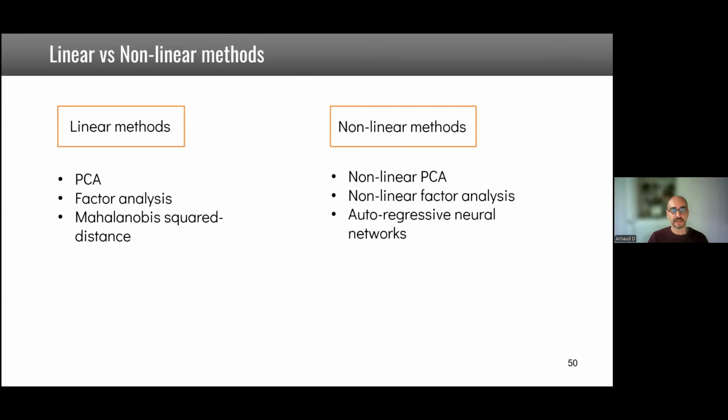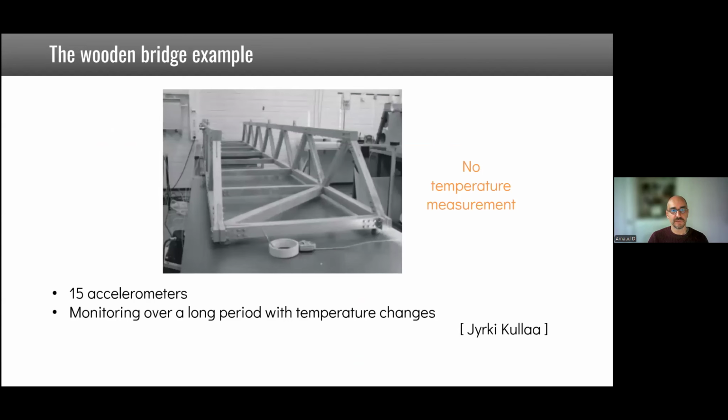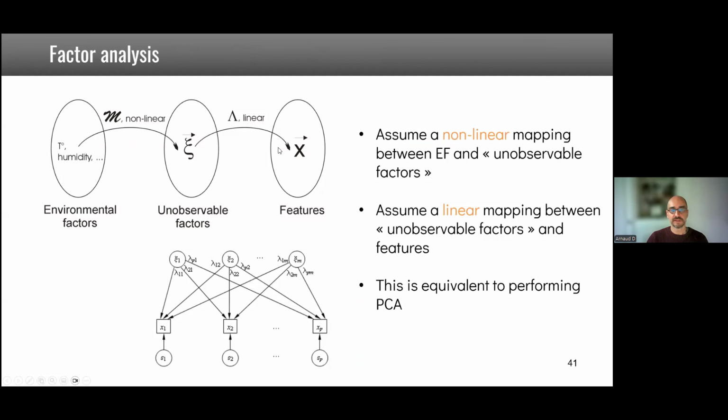And why is that? I think that's why factor analysis is really interesting. It's because in factor analysis, you have this. So you see that there can be a nonlinear relationship between your environmental factors and unobservable factors. So it means that it's possible to do a linear analysis even if the link between the environmental factors and features is nonlinear. It works. And I think it's important to stress because a lot of people misunderstand that part. Okay?